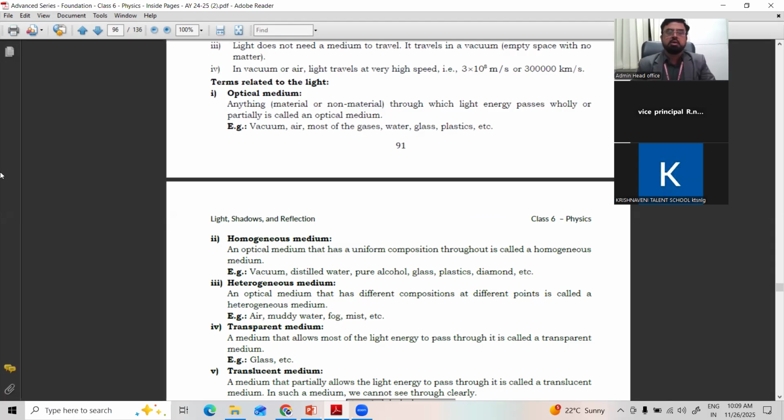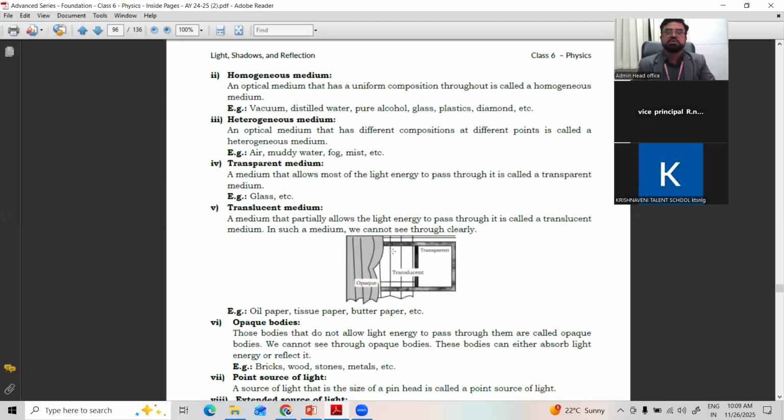Then again, homogeneous and heterogeneous. Both are optical media. If the composition of the particles in an optical medium is uniform, it is called homogeneous. If the composition of particles is not uniform, random, it is called heterogeneous.